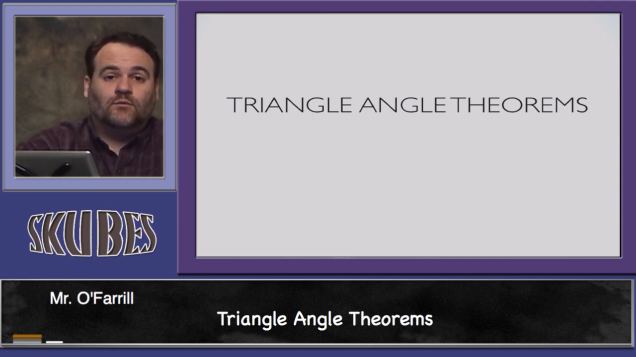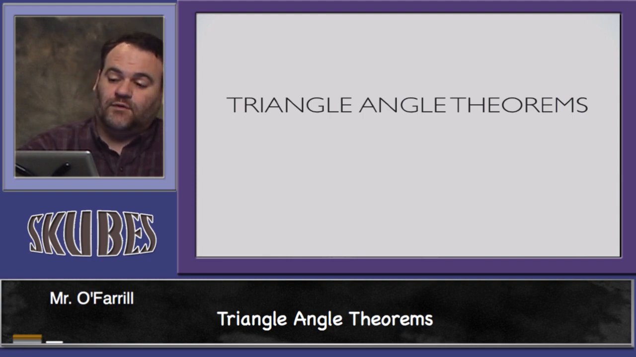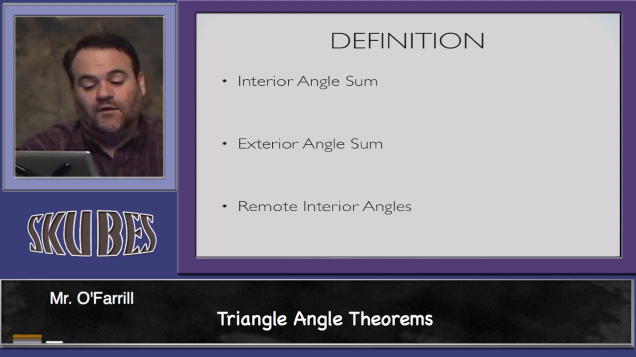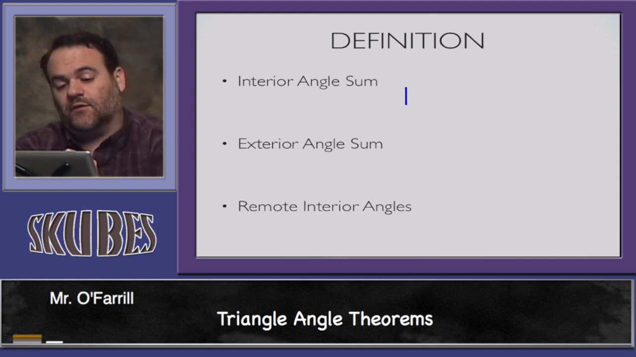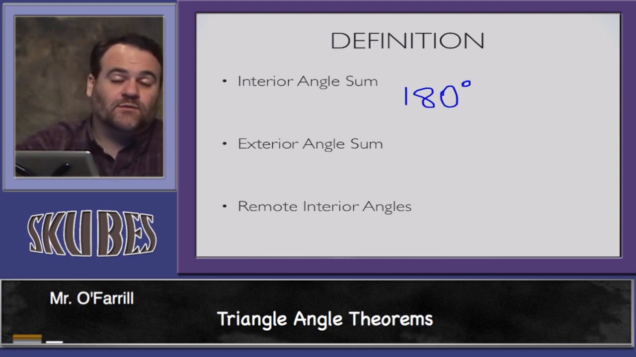In this video, we'll be looking at the theorems for triangles, angles. And there are three that we're going to look at today. The first is the interior angle sum. Simply put, the sum of the interior or inside angles of any triangle is going to be 180 degrees. And in the problems that we're about to look at, that's the way we'll approach them.